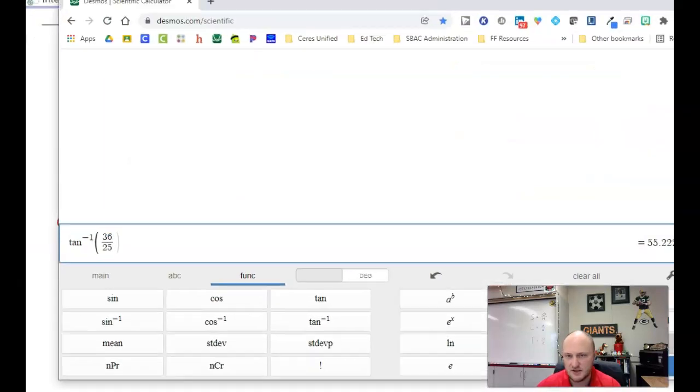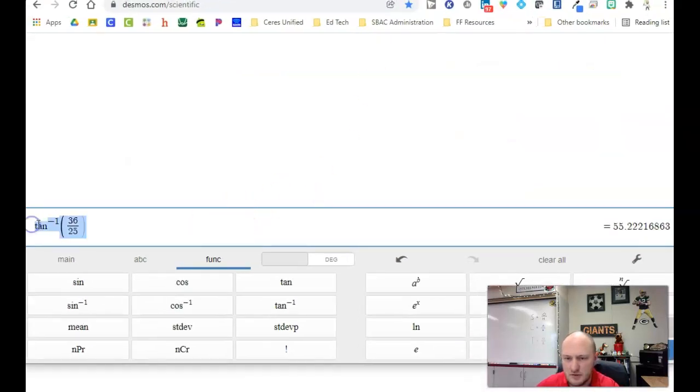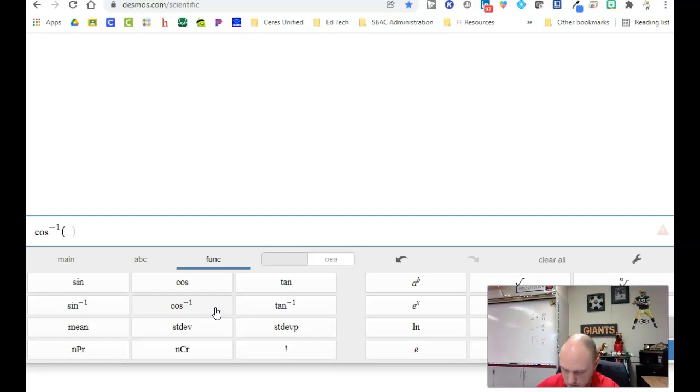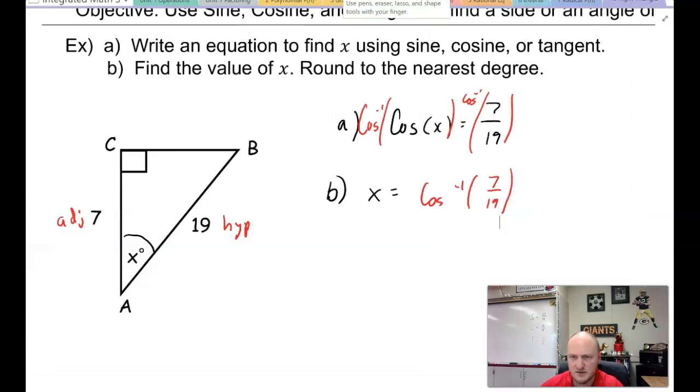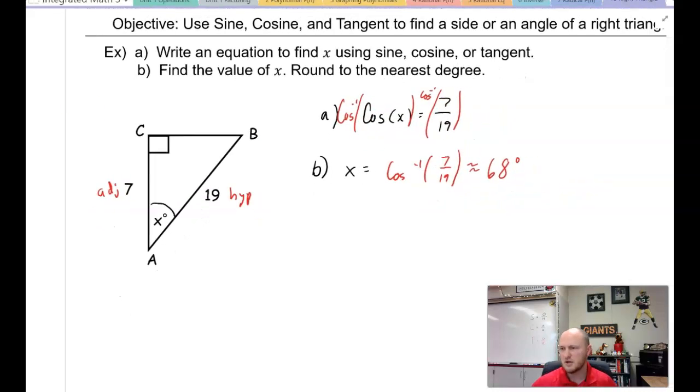Plugging this into our calculator, 7 divided by 19. And we get 68. All right, the 3 we're going to let it rest. So 68 degrees. All right. Look at you guys go.